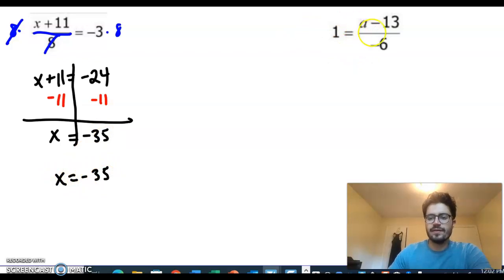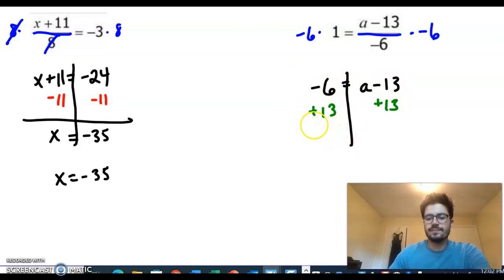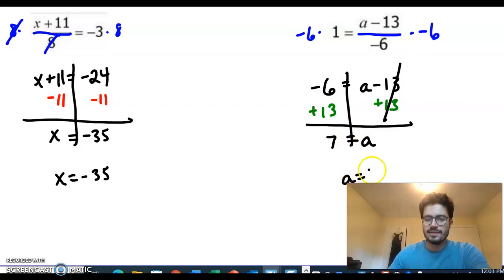Again, here I have (a minus 13) divided by negative 6 equals 8. I want to cancel the negative 6. I'm going to multiply by negative 6 on both sides. I get negative 6 equals a minus 13. Now I'm going to add 13 to both sides. Negative 6 plus 13, that'll give me 7. a is equal to 7.